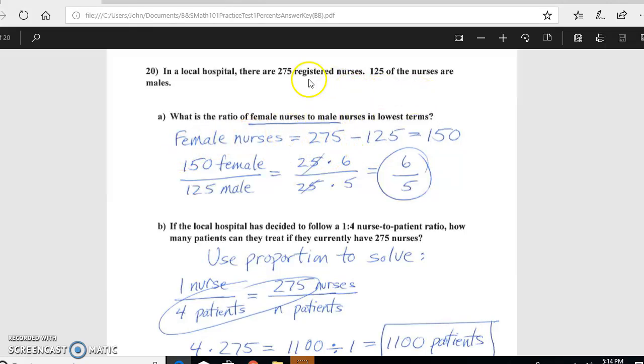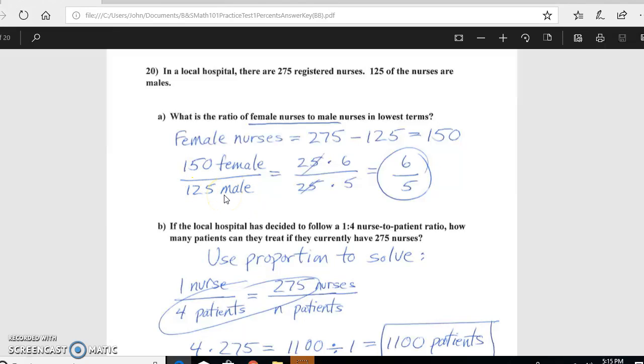So we are given the total number of nurses, 275, and we're told 125 of them are males, but we need to find first the number of female nurses. So we're going to take 275, subtract the 125, and that's going to leave us with 150, which is the number of female nurses. And the ratio that we want to set up is female to male, which means that the female has to go on top, 150 females, to the number of males, 125 males on the bottom.